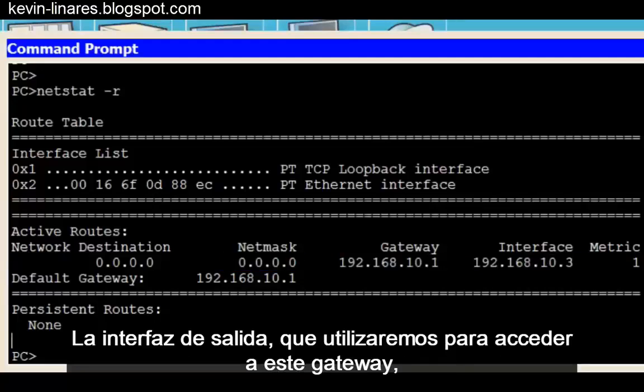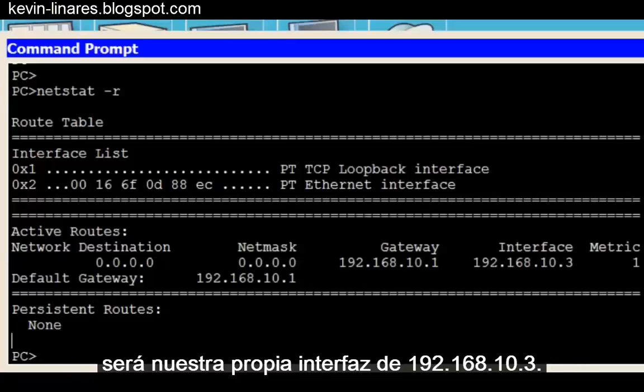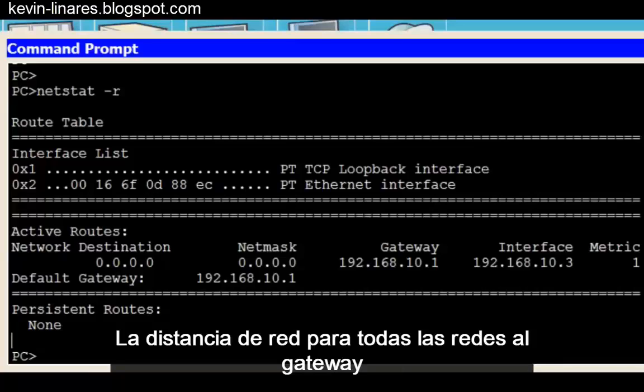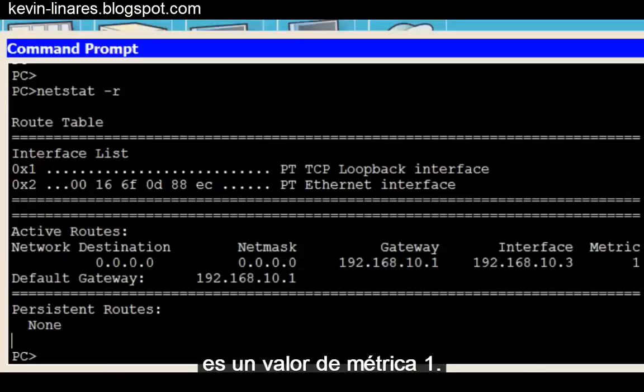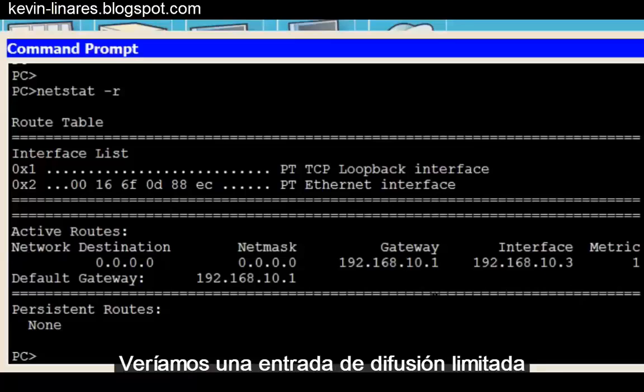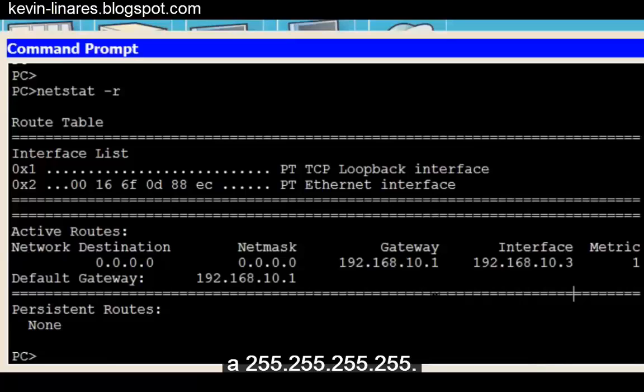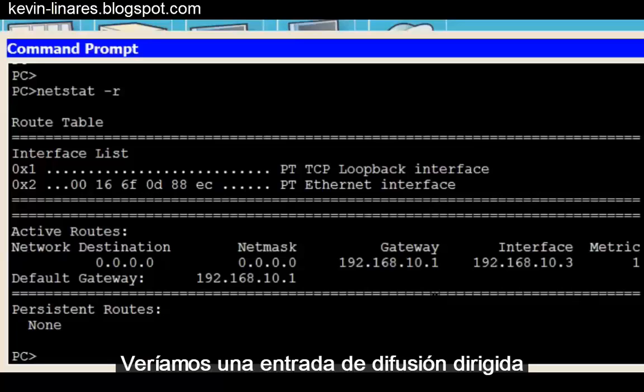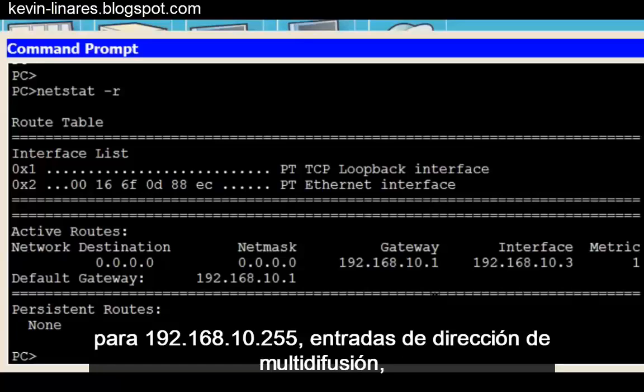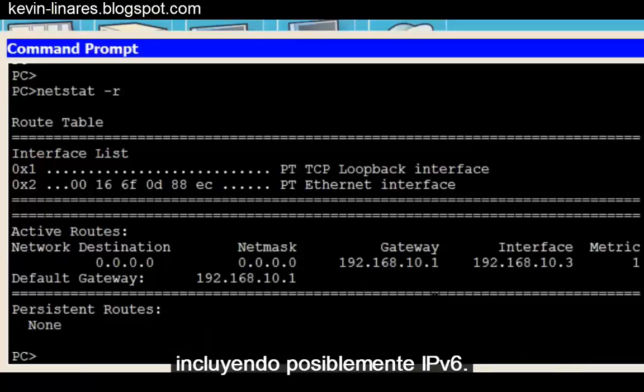The exit interface, which we will use to get to this gateway, will be our own 192.168.10.3 interface. The network distance for all networks to the gateway is a metric of 1. If this was a real PC, we would also see many more entries like the 192.168.10 network. We would see a limited broadcast entry of 255.255.255.255. We would see a directed broadcast entry for 192.168.10.255, multicast address entries, including possibly IPv6.